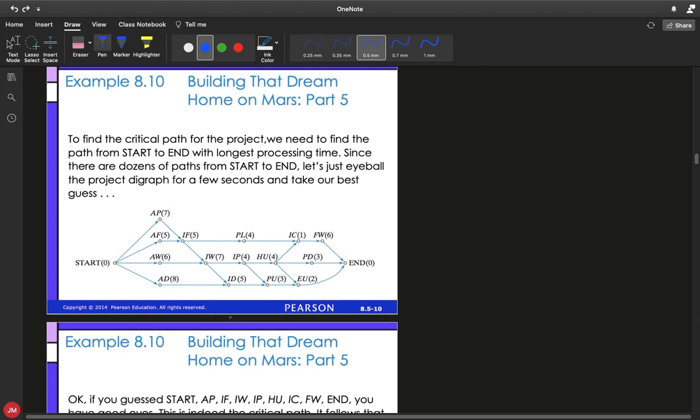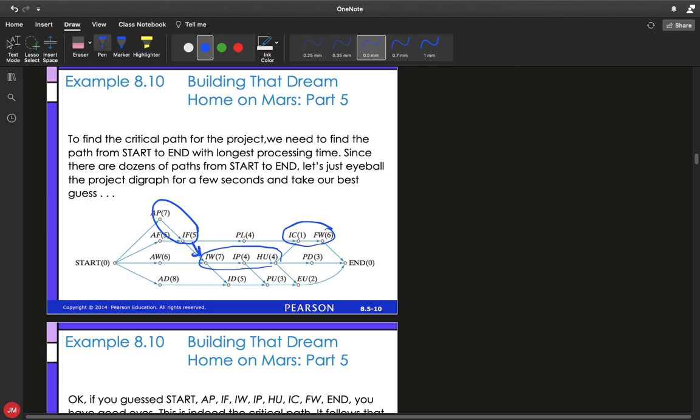So to find the critical path for the entire project, we need to find the path from start to end with our longest processing time. Let's just try to eyeball where that would be. Looking at the largest numbers, lots of numbers here in the middle. 7, 4, 4 is probably more than the rest. Let's see, 7 and 5, that's going to add up to be more than the rest of these. And then IC and FW, definitely more than PD and EU. So it looks like that might be our critical path.